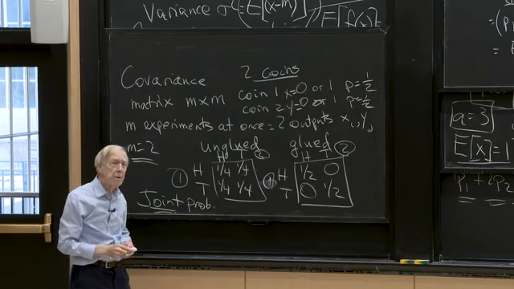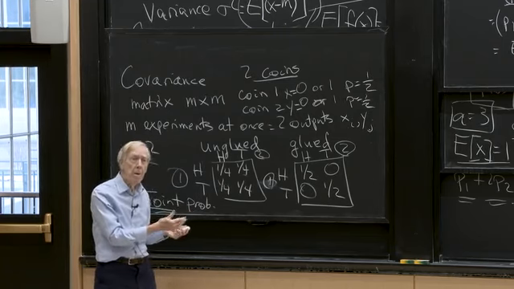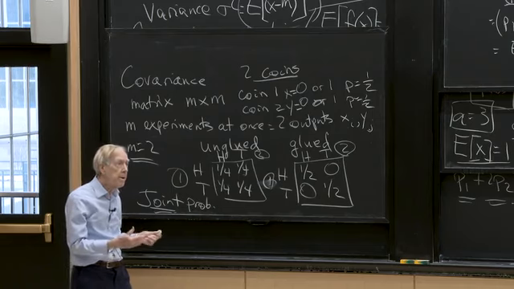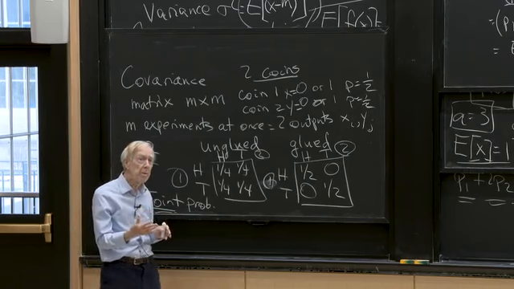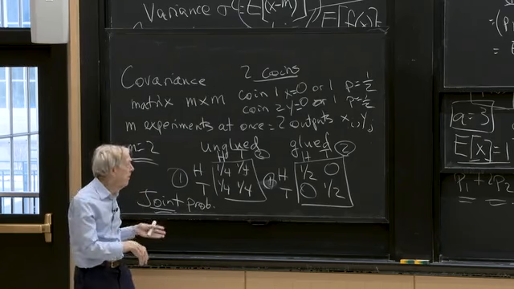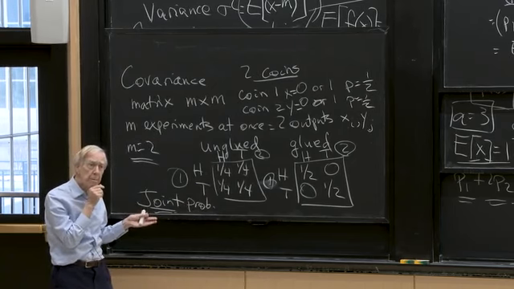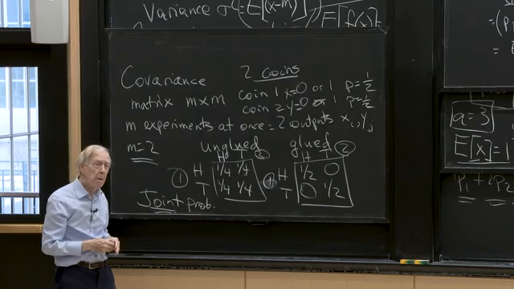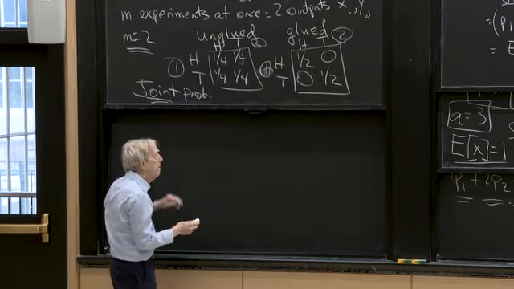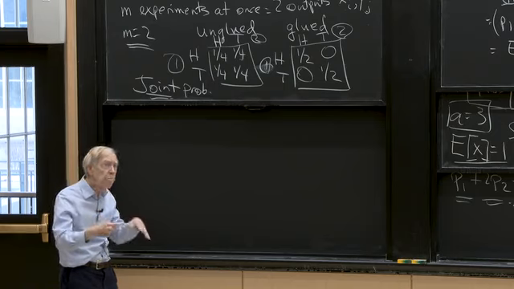So suppose we were running 3 experiments, so what would be the situation if I was running 3 experiments with 3 independent fair coins? So I'd be in this unglued picture, but I would have 3 different experiments that I'm running. Then what would I be looking at then? Just the whole idea is to see what this joint probability is like.